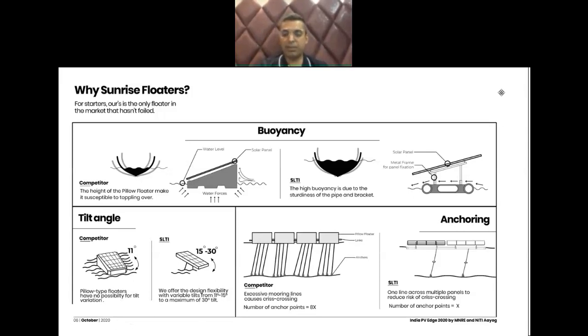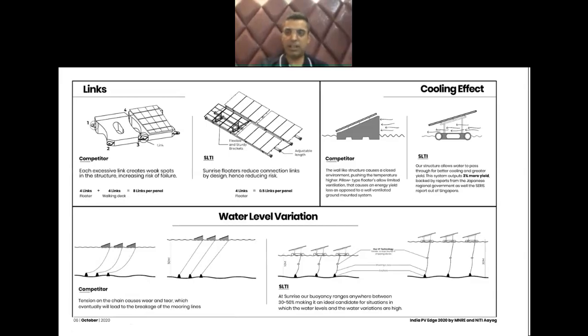When it comes to tilt angle, the Sunrise product range actually gives you the opportunity to tune, based on your location, the tilt from 15 degrees to 30 degrees, whereas the competitor can only stick with a standard tilt of, let's say, 11 degrees. When it comes to anchoring experience, I mentioned before, Sunrise comes from a long history of anchoring in deep water, deep sea, and raging seas, and they have all of that anchoring know-how and experience. This allows them to actually reduce anchor locations on one island by a factor of 8. So if the competitor has 8 mooring lines, we just have 1. And that also reduces the risk of failure for the plant owners. Go to the next page, please.